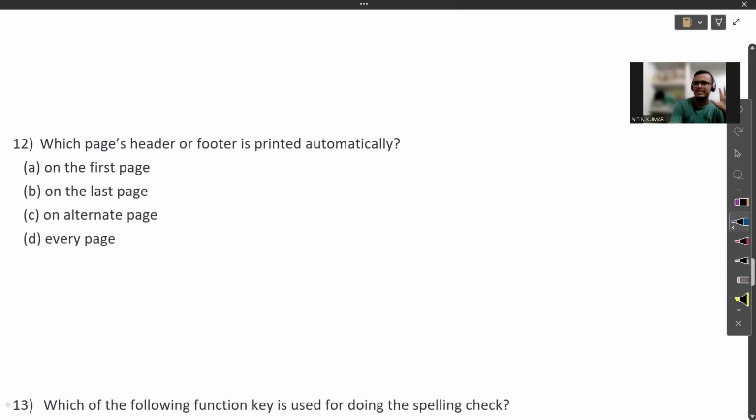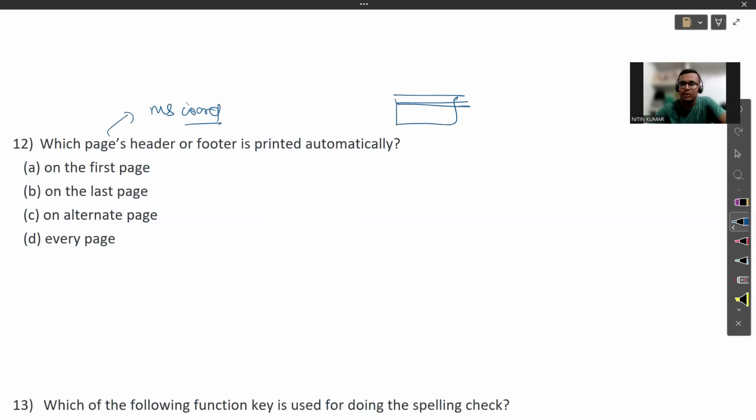So these are simple, easy problems. Now, which page header and footer are printed automatically? While you are working with MS Word, the top of a page is called the header and the bottom is called the footer. These two spaces are left in every page of MS Word by default. You can manage the size of the header and footer, but by default it is available on every page.